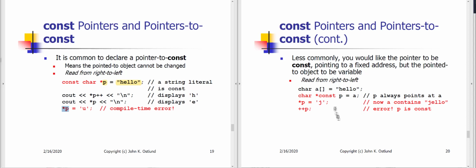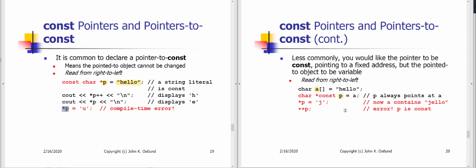Now on slide 20, a here is being declared as an array of char. The array a is being initialized from the string literal hello. That means that a is going to be an array of 6 char, H, E, L, L, O, and null. And the array a is variable. That is, we can change any of the 6 chars that are contained within this array a.